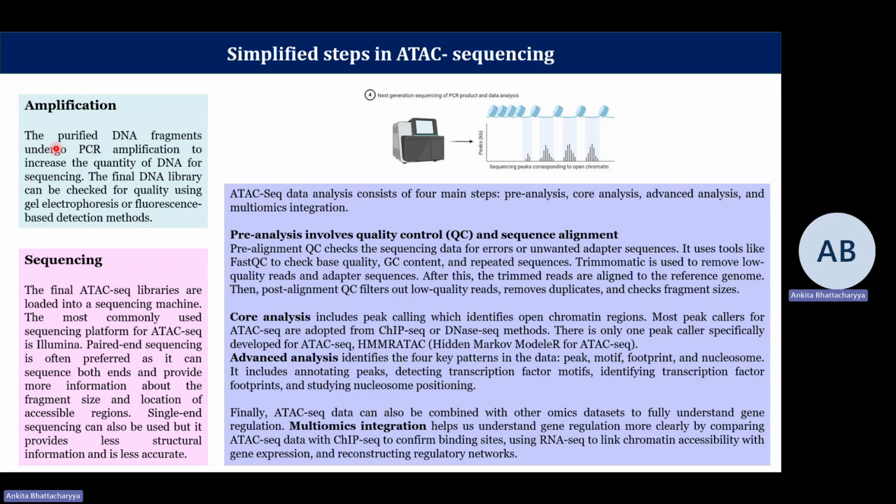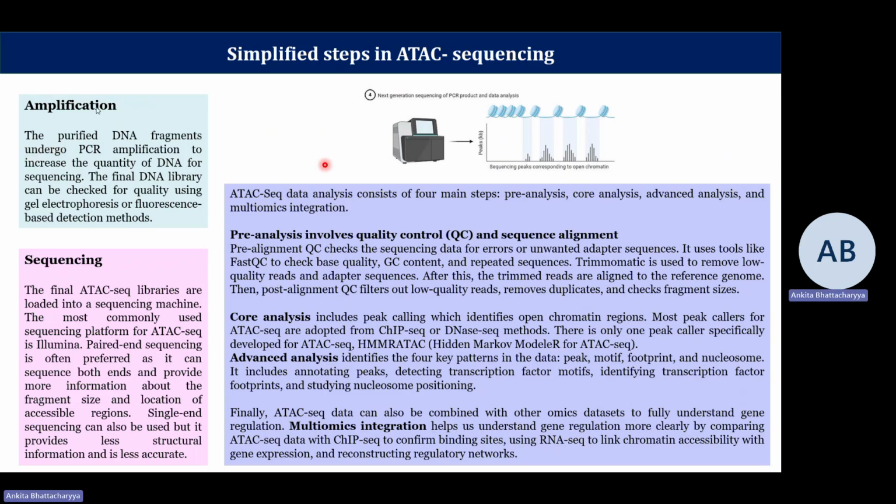Most commonly, the platform which is used for ATAC-seq is Illumina, and paired-end sequencing usually is preferred because obviously it sequences both ends and provides more information about the fragment size and location of accessible regions. Single-end sequencing might also be used, but usually that gives less structural information and is less accurate.